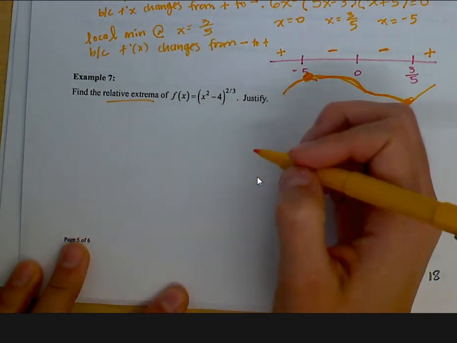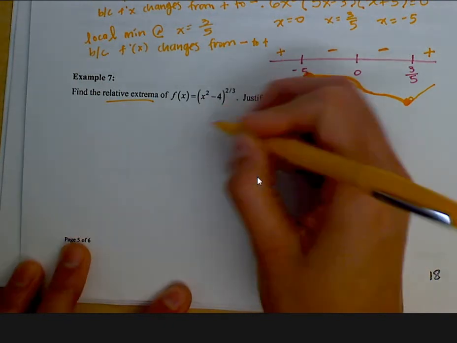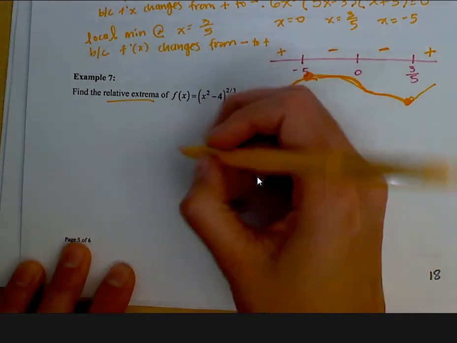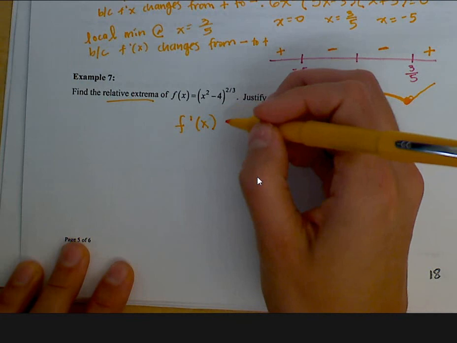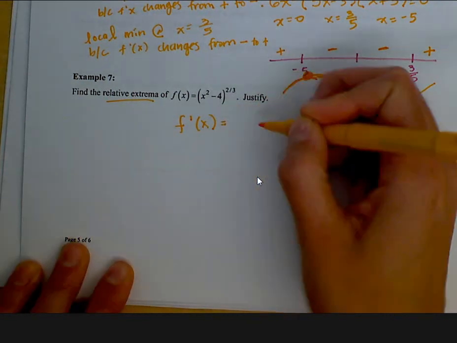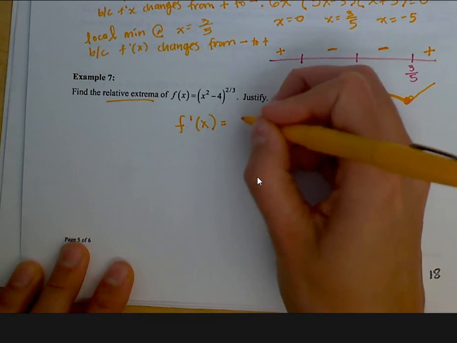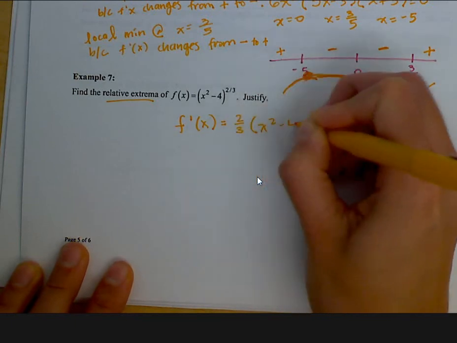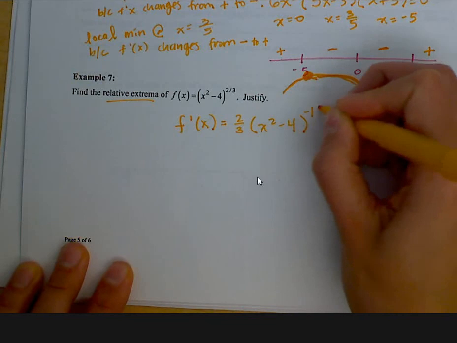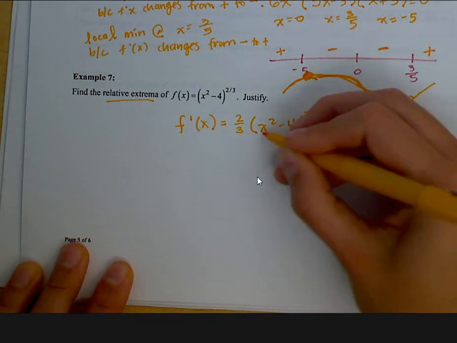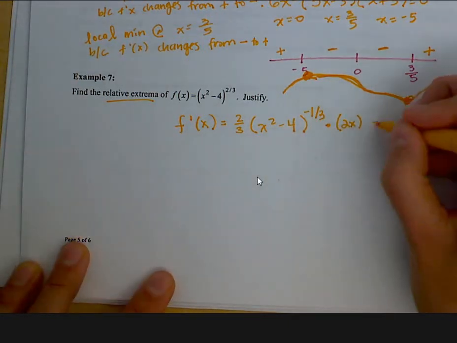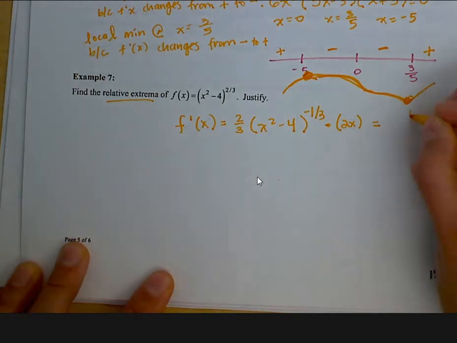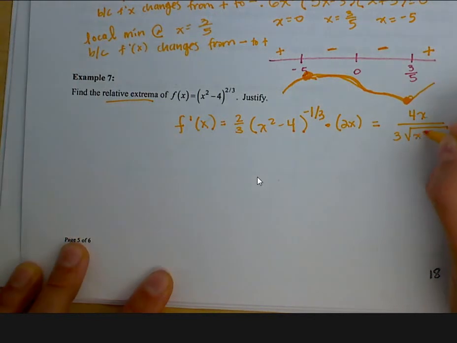So, looking for critical points or points of discontinuity. Remember, we could also have points of discontinuity. So let's look at f prime of x equals 2/3 (x squared minus 4) raised to the negative 1/3. Then chain rule, we have to multiply times the derivative of what's on the inside, which is 2x. So this simplifies to 4x over 3 times the cube root of x squared minus 4.